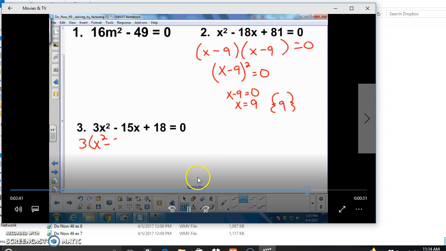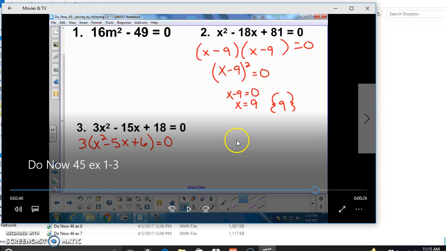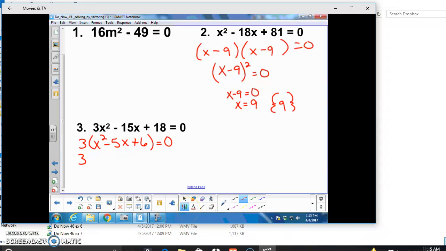All right, let's look at the next one. On this one, 3 would factor out before we even start. So we're left with 3 times x squared minus 15x plus 18 equals 0. When you factor the 3 out, you've got x squared minus 5x plus 6. So we're going to factor the inside term, and we have to have two negatives. 2 and 3 would work because that would give us negative 5.